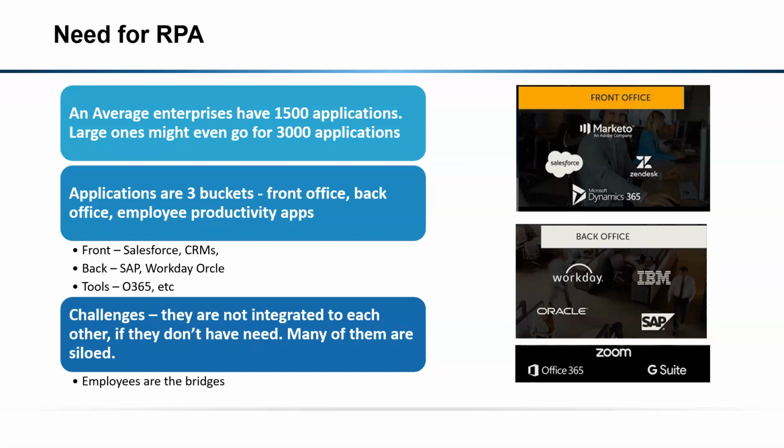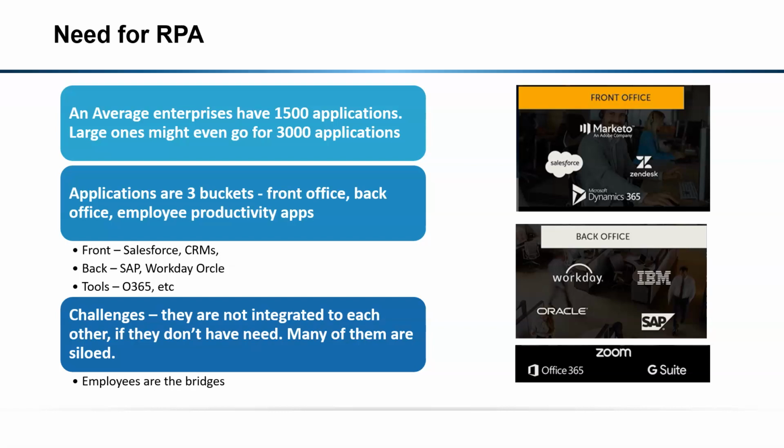And then there are employee productivity apps. We all use Office 365 for emails, right? And Office, OneDrive, SharePoint. These are all meant for productivity, so employees can capture the information, store the information, access it, and communicate and collaborate.